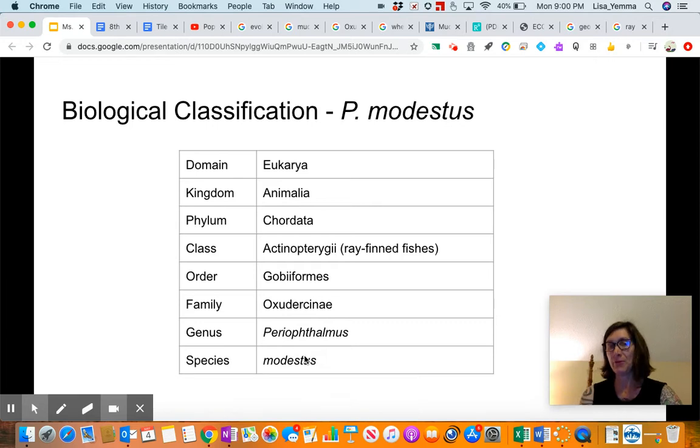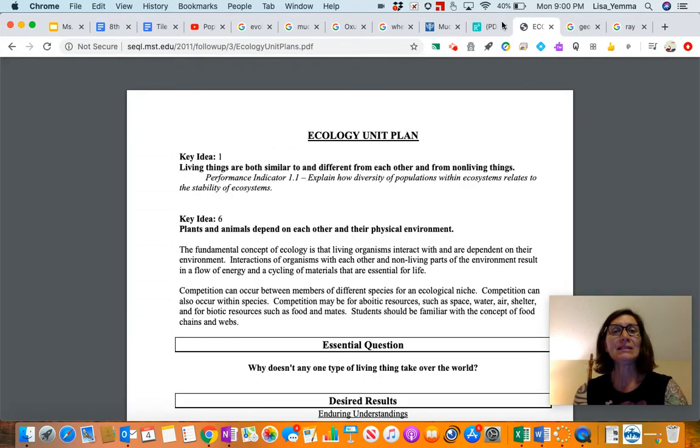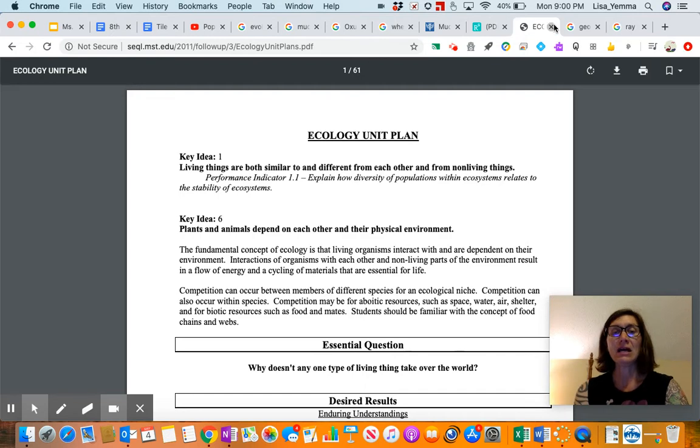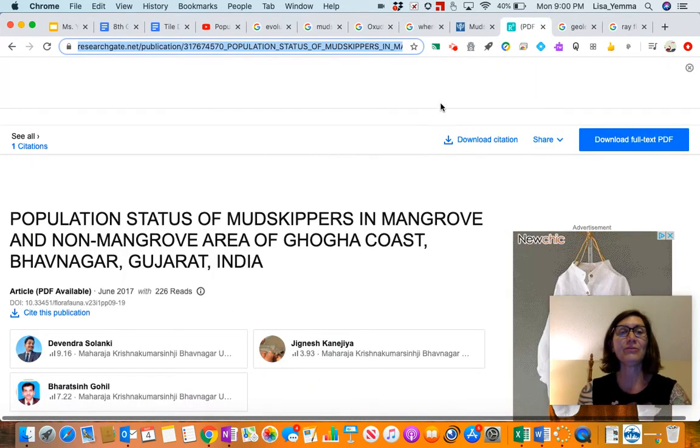modestus. You may remember we're being really lenient on which exact species it is and even maybe our genus or our genera. So I said, let's look at Gobiformes, and see what I can find. Let's see here. I don't want to close that out. Mudskippers. Oh, I have another idea that we can do too.